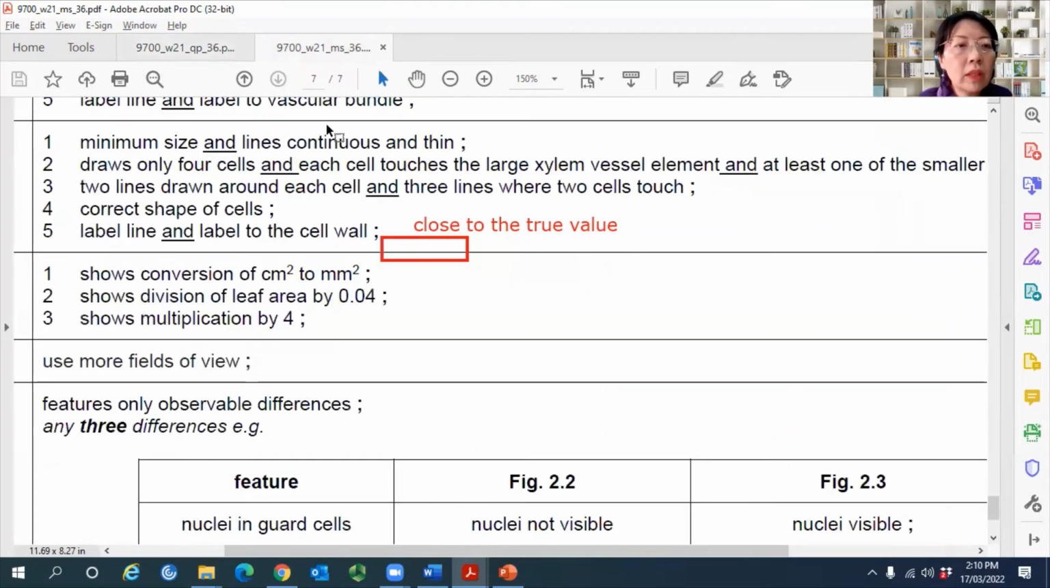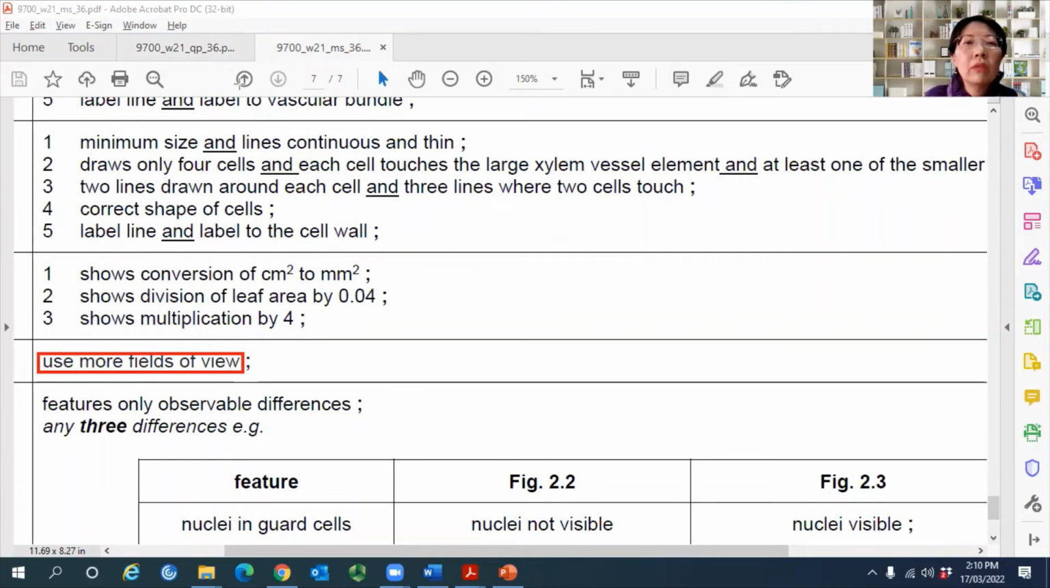So look at what the mark scheme says. It says use more field of view. Field of view is the same as take reading from a few areas of the leaf, because what do you mean by field of view? So if this is your sample, this is your leaf, right? Every time you look into the microscope, you only look at a small section of the leaf, a small region of the leaf. So this is called the field of view. Whatever you can see in the microscope is called the field of view.